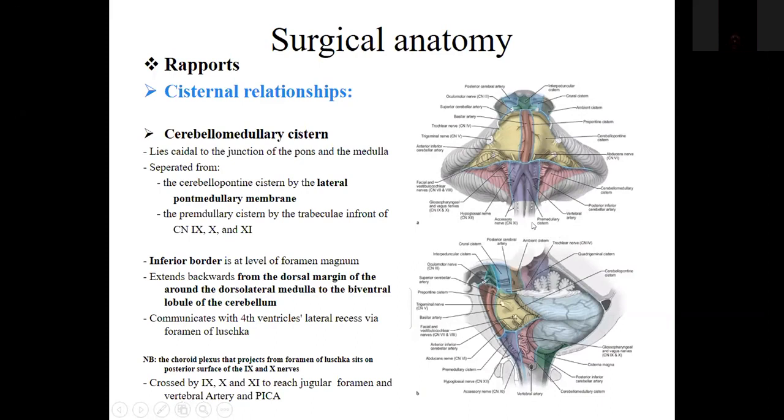11, as we said. It has inferior borders at the level of the foramen magnum and extends backwards from the dorsal margin on the dorsolateral medulla to the biventral lobe of the cerebellum. It extends backwards, and it communicates with the fourth ventricle's lateral recess through the foramen of Luschka, which we can clearly see when we look at the lateral view.